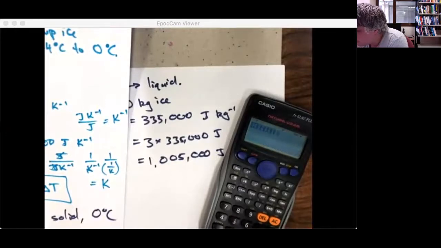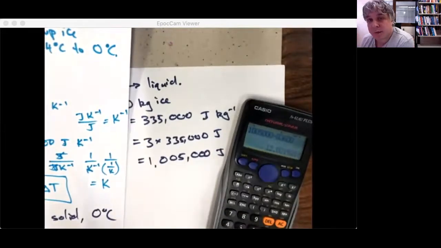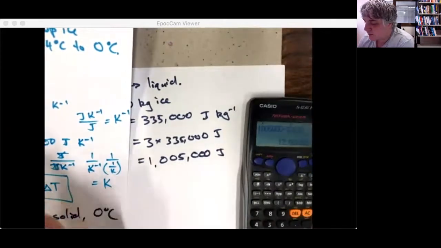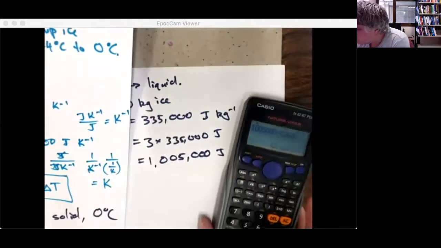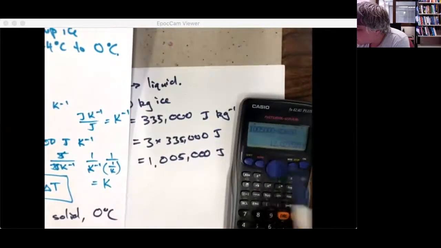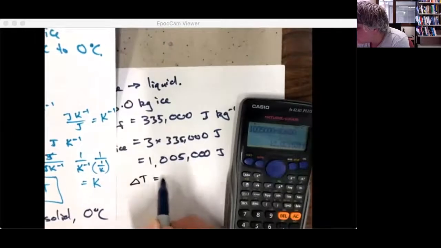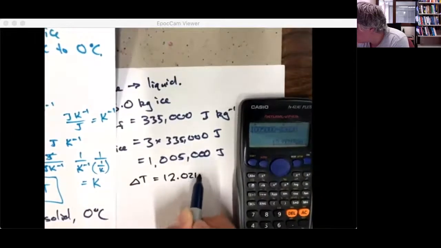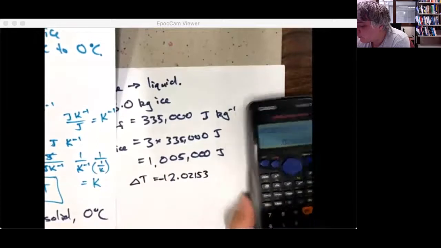1,005,000 divided by 83,600. I think I just did that back to front, but I knew it would drop by more than a Kelvin because this is much bigger than that. So I immediately knew I'd done the calculation back to front. So we've got 12. So our change in temperature is 12.02153. And we know it's a drop.